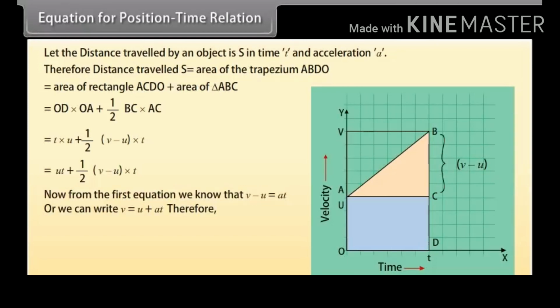So s equals ut plus half v minus u into t. Now from the first equation we know that v minus u equals at, or we can write v equals u plus at. Therefore, s equals ut plus half at into t. s equals ut plus half at square. This is the second equation of motion. Next, the equation for position velocity relation.